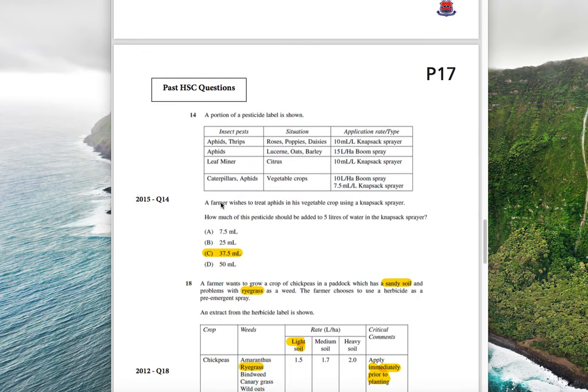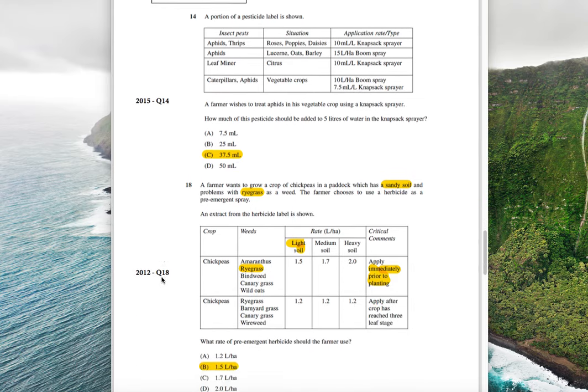This one here says a farmer wishes to treat aphids in a vegetable crop using a knapsack, which just means backpack sprayer. How much of this pesticide should be added to 5 litres of water? And that is to kill aphids. So we've got aphids, vegetable crop, and it says 10 litres a hectare in a boom spray, or 7.5 millilitres per litre in a knapsack sprayer. So the answer is 37.5, because it's 5 litres, 7.5 mils per litre, so 7.5 times 5 gives us 37.5.